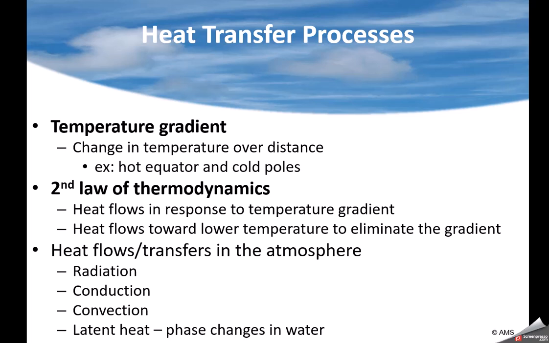So there are different ways that heat flows: radiation, conduction, convection, latent heat. So let's explore a few of those. And also, heat always flows toward lower temperatures. So in other words, even if it was a cold front, the heat energy is flowing back across that cold front to the cold air from the warm side.